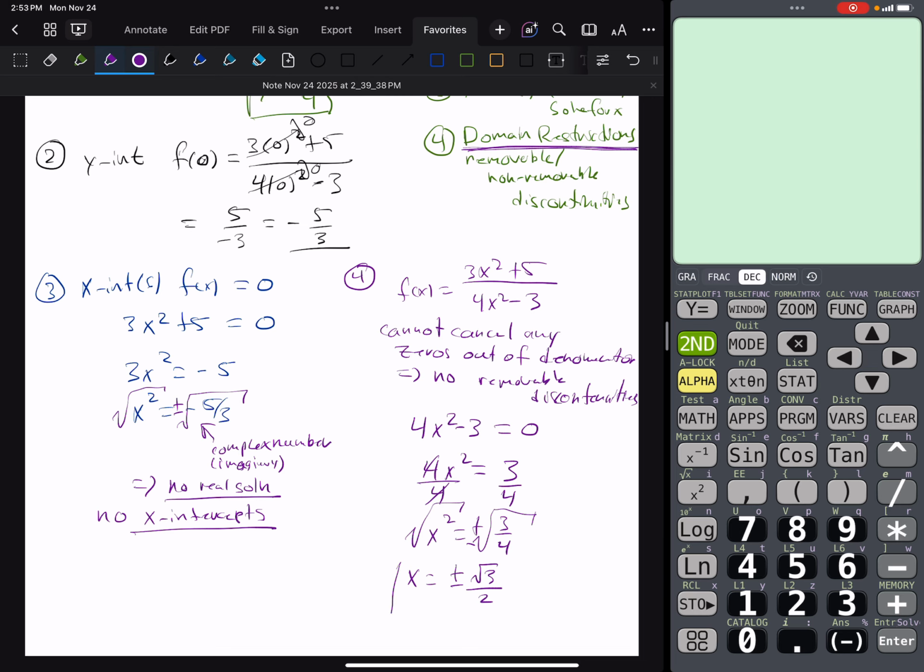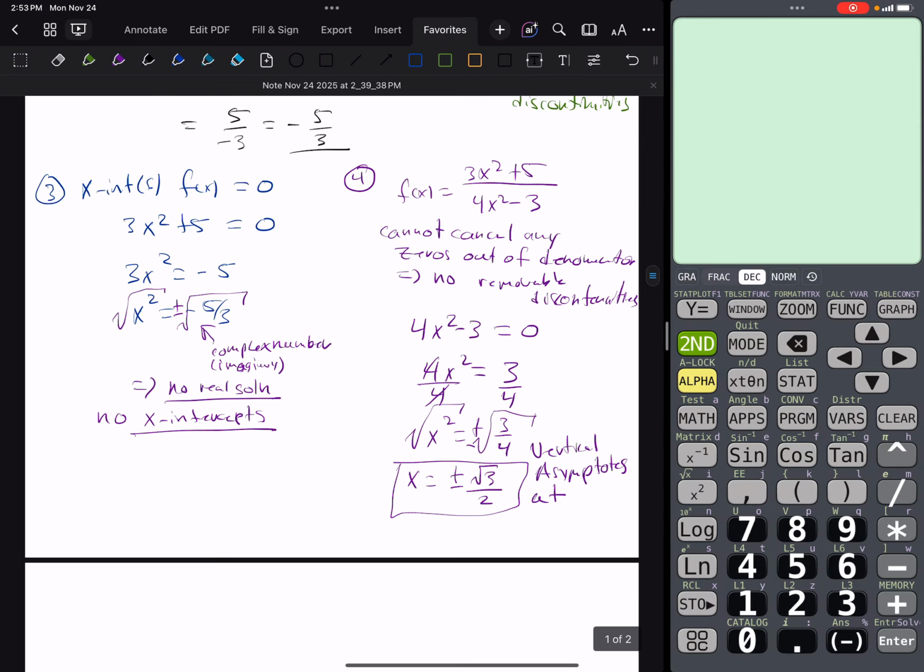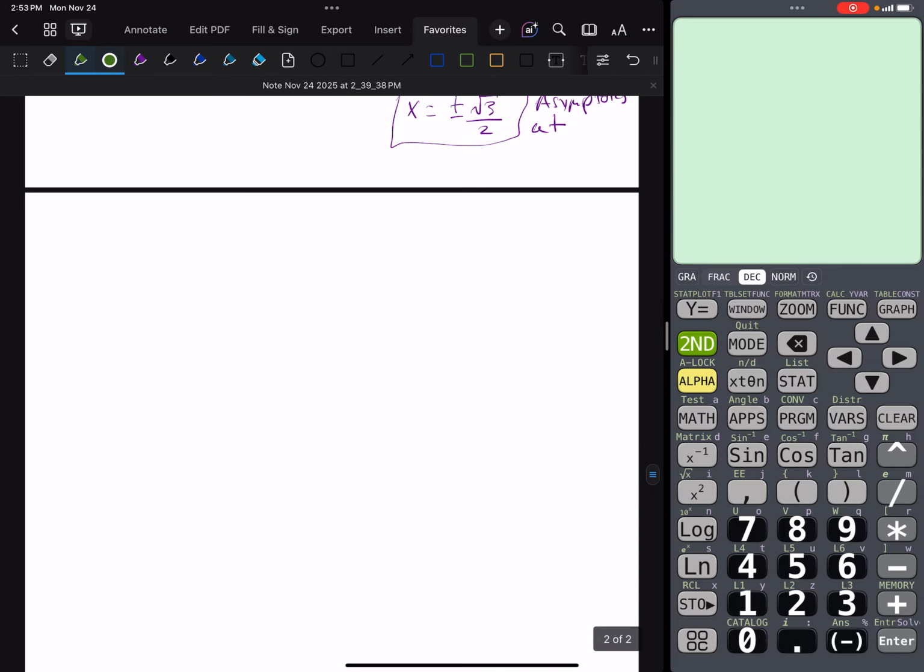I have vertical asymptotes at x equals root 3 over 2 and x equals negative root 3 over 2. All right, let's try to put all this together into a sketch. And then, of course, we'll check our sketch against the calculator.